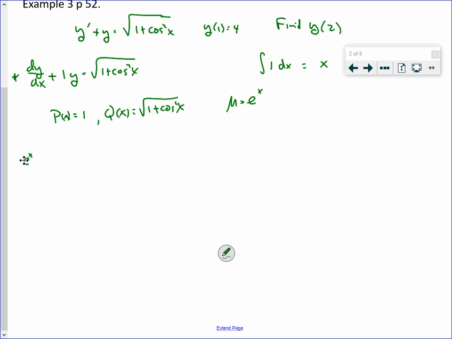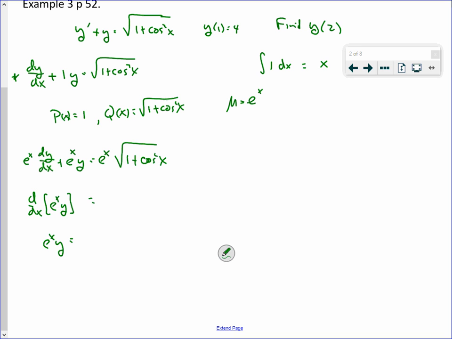So e to the x times dy/dx plus e to the x times y equals e to the x times the square root of 1 plus the cosine squared. Now, the left-hand side is a perfect derivative. It is the derivative of the function e to the x times y. So when we take the antiderivative, we get e to the x y equals, and then we've got this horrible mess here: the integral of e to the x times the square root of 1 plus cosine squared x dx.